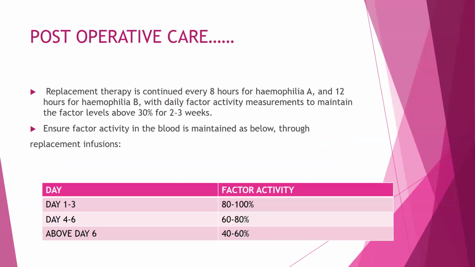During the post-operative care, we continue with replacing the factor every 8 hours for hemophilia A and usually every 12 hours for hemophilia B. And then we'll continue with daily factor measurements to keep the levels at least at 30% for the next 2 to 3 weeks. So that is what is recorded in that chart below.